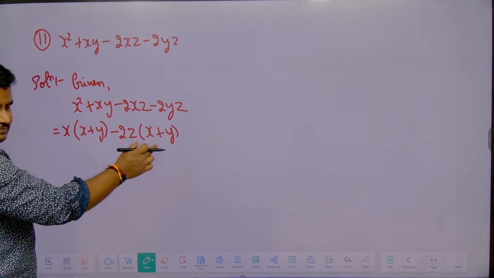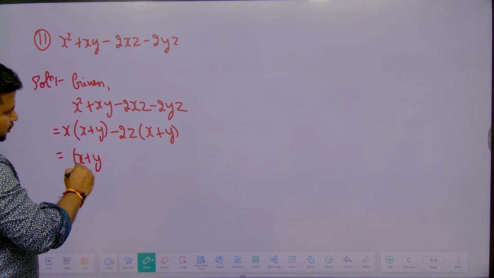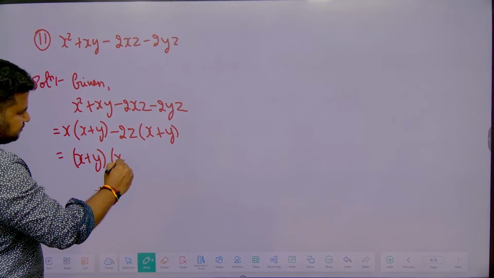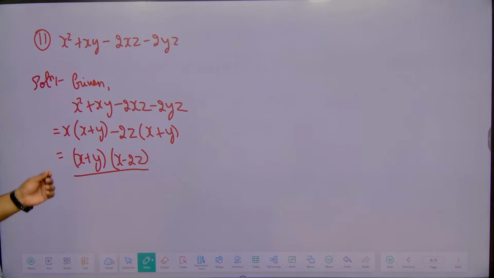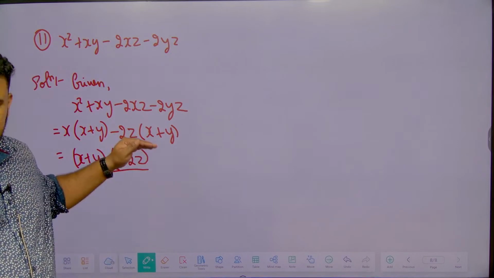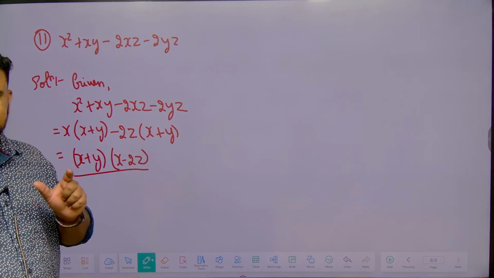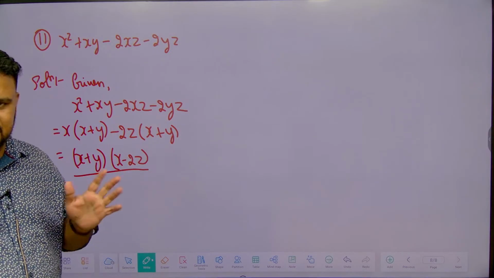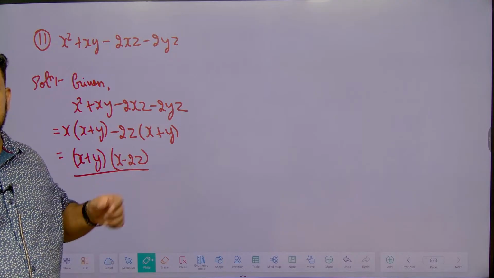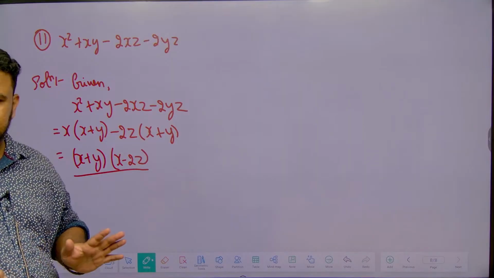Now x plus y I can take common, so this will become x plus y into, what about this one? This remaining is x minus 2z. That's it. Fairly simple it is. You have to pay attention to each and every step. When you go back, observe each and every question, how the solution is unfolding step by step, then you solve. First the concept is important. Concept is the king. You may solve hundreds of questions, but if you are not understanding the concept, solving these questions is futile. Understand the concept, then solve. Then it will be easy for you.